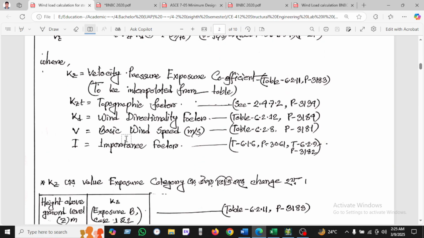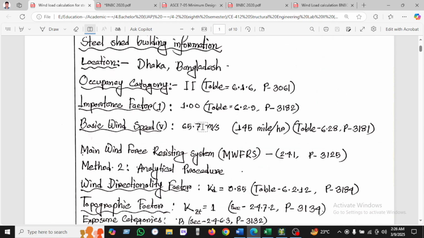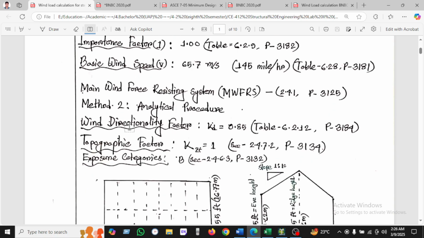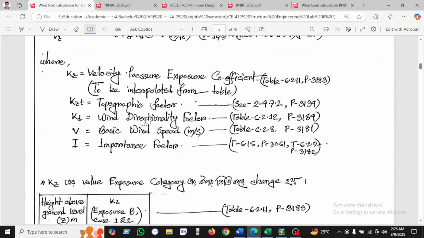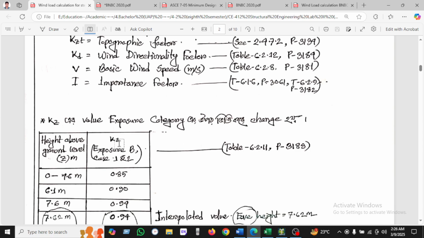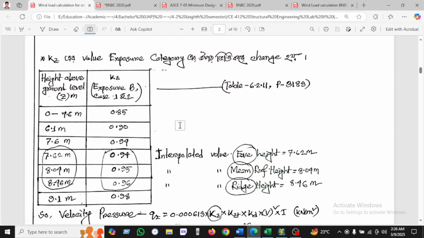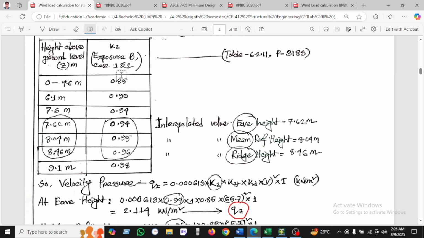Okay, so Kz, the velocity pressure exposure coefficient, we have taken. The topography factor we have also taken, from page 3134. And Kd, the wind directionality factor, we have taken from page 3184, and the basic wind pressure we have taken from the Dhaka zone, as here on 3137. All the factors, wind directionality and topography, and the importance factor are also taken here. Now Kz depends on the exposure category, so you can see here lots of values are given with respect to Kz.